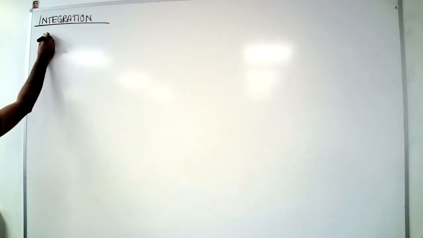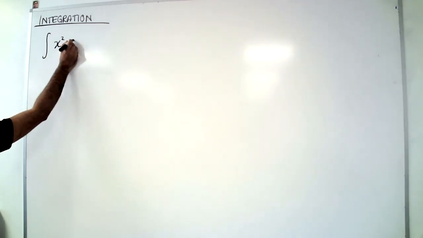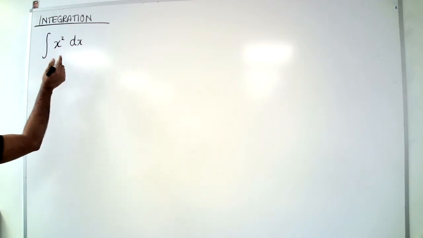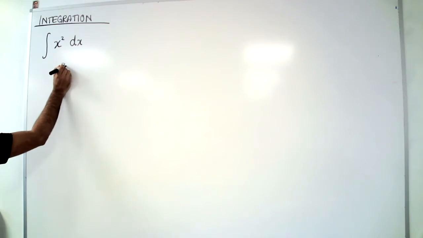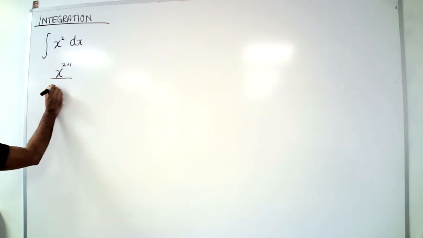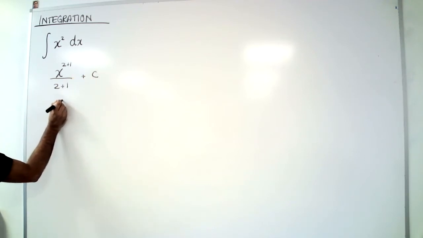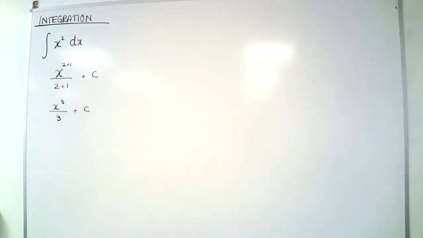Now, let's say I want to integrate x squared dx. The integration, this is the operator, we already agreed. When we do that one, that's how we do it. We just increase the power by one. In differentiation, we multiply. Here, we're going to divide. But the C appears. So x cubed over 3 plus a C. So this is how we do integration.